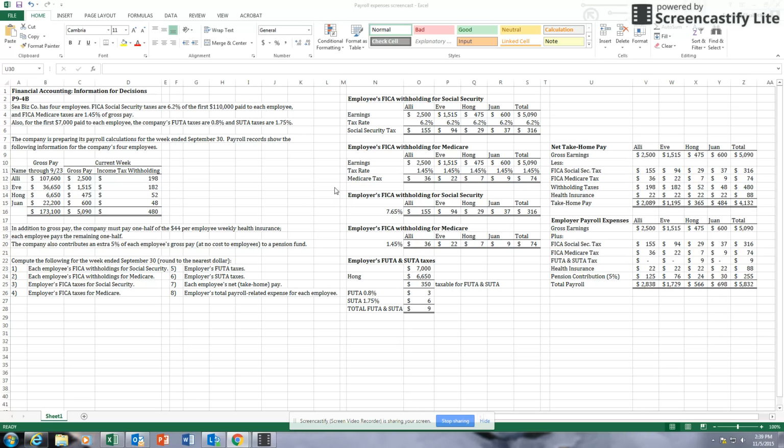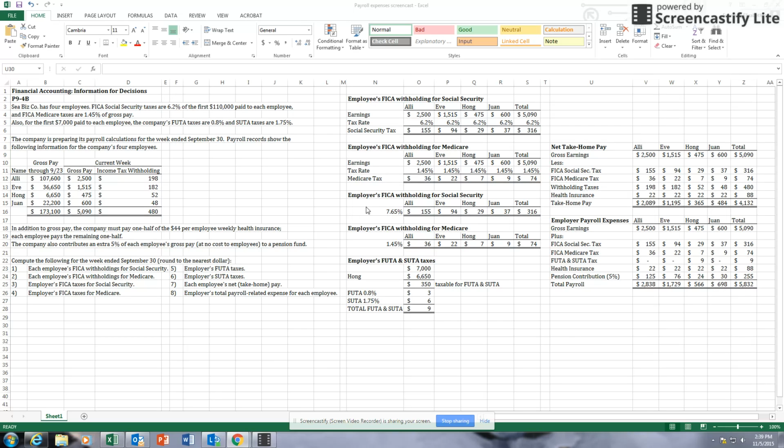And in that problem, we looked at employee FICA withholding for Social Security and Medicare, employer FICA taxes for Social Security and Medicare, and also unemployment taxes, federal unemployment and state unemployment. And we calculated these amounts in this column. So we came up with the employee's FICA withholding for Social Security, which is 6.2% of pay. We came up with the employee's FICA withholding for Medicare, which is 1.45% of gross earnings.